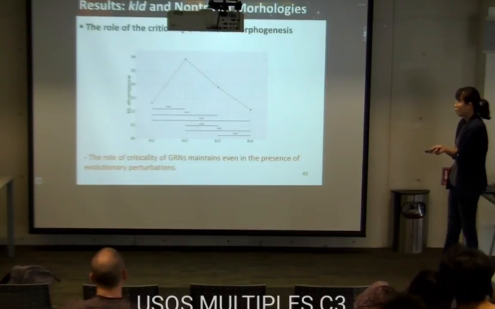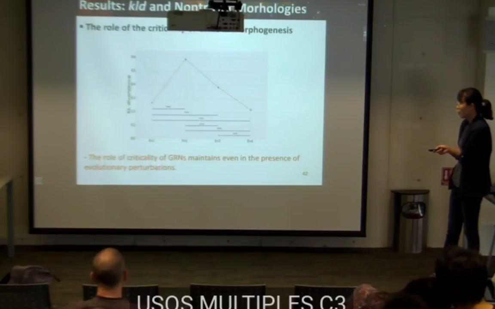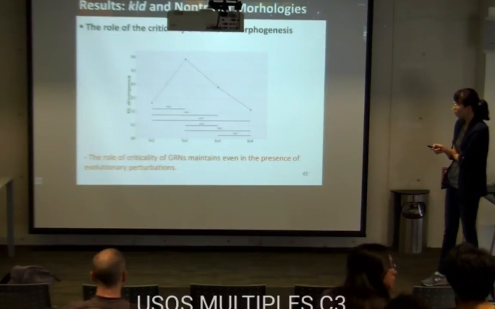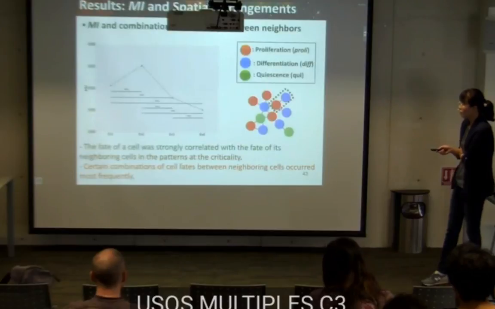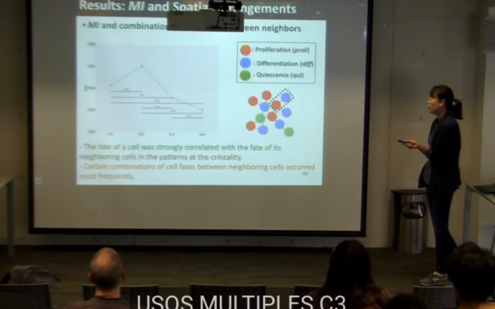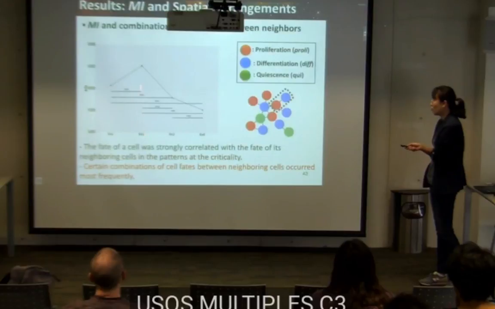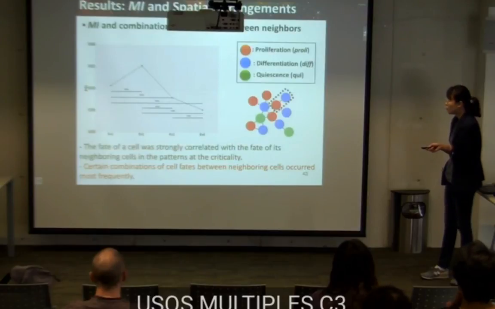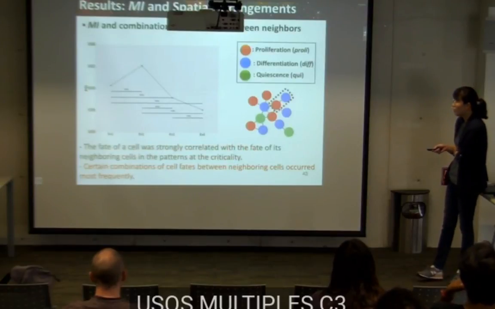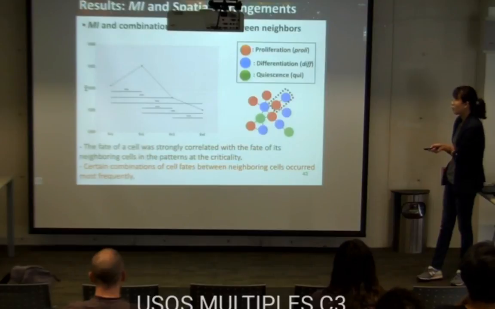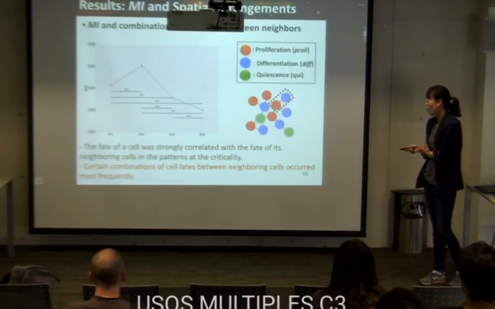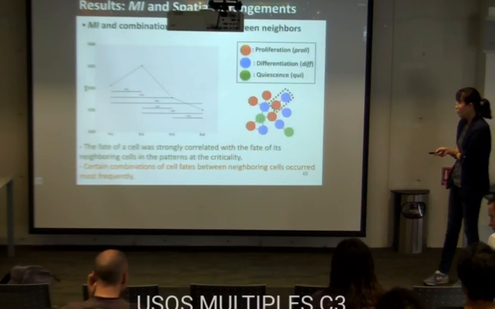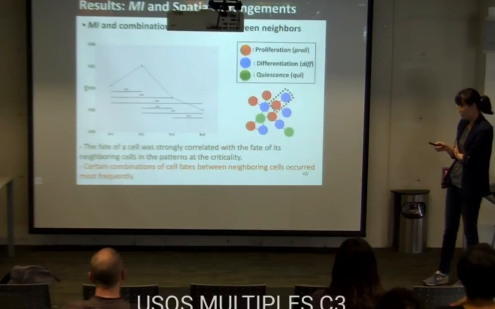So we can say the role of the criticality of gene regulatory networks is maintained even in the presence of evolutionary perturbations. Secondly, the mutual information was the largest at K group 2. It means the fate of a cell was strongly correlated with the fate of its neighboring cells in the patterns at the criticality. So we can say certain combinations of cell fates between neighboring cells occurred most frequently.